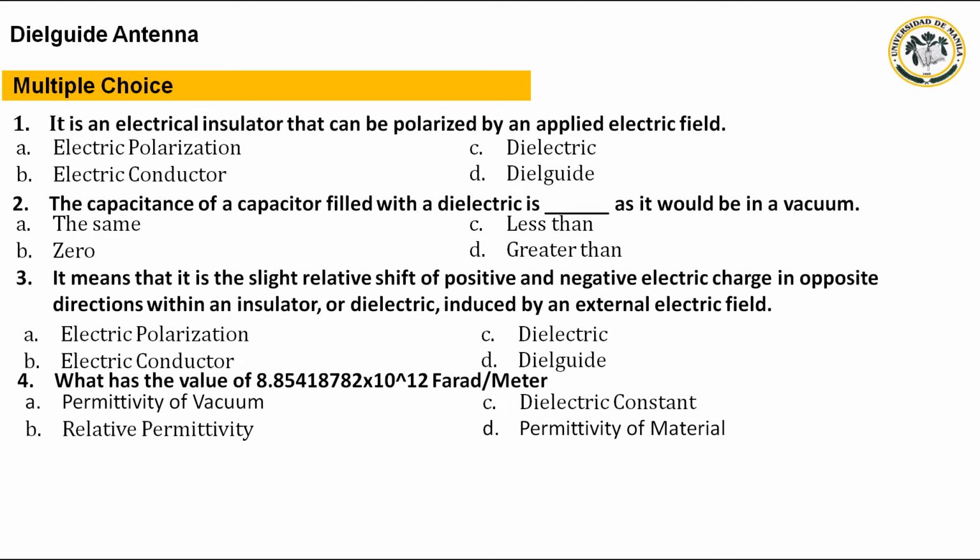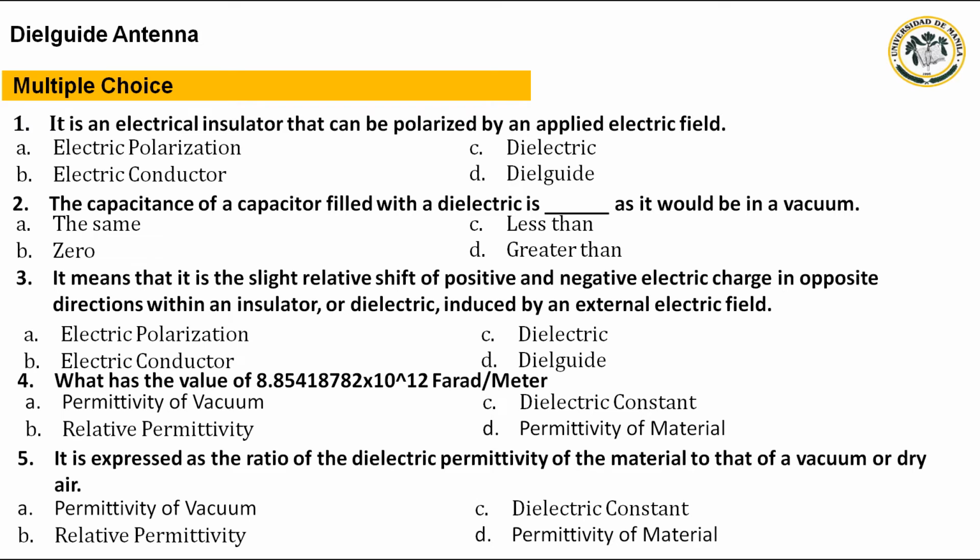Number 4. What has the value of 8.85418782 times 10 raised to negative 12 farads per meter? A. Permittivity of vacuum. B. Relative permittivity. C. Dielectric constant. D. Permittivity of material. Number 5. It is expressed as the ratio of the dielectric permittivity of the material to that of a vacuum or dry air. A. Permittivity of vacuum. B. Relative permittivity. C. Dielectric constant. D. Permittivity of material. You can pause the video so that you can answer, for as long as you want.